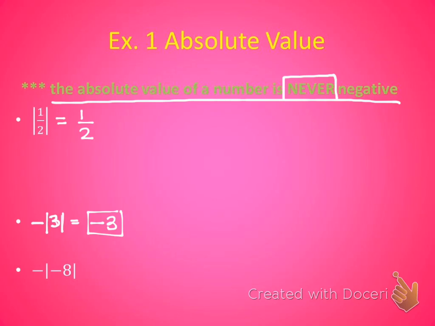All right? Again, what do I have on the outside of the absolute value bars? A negative sign. So no matter what, I have to write that negative in my answer. And then what is the absolute value of -8? 8. So I just write that right beside my negative sign. And that is my final answer. Okay, those are absolute values.